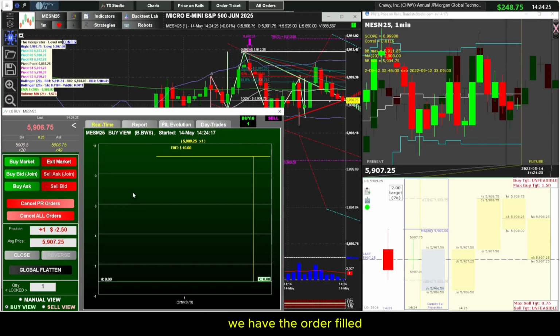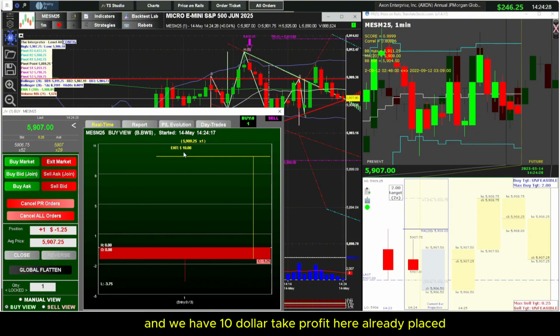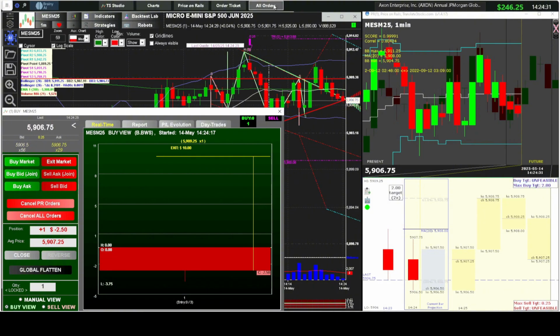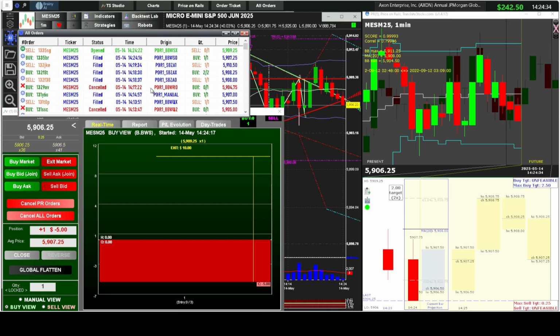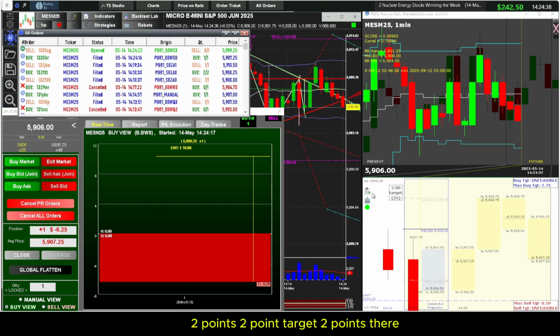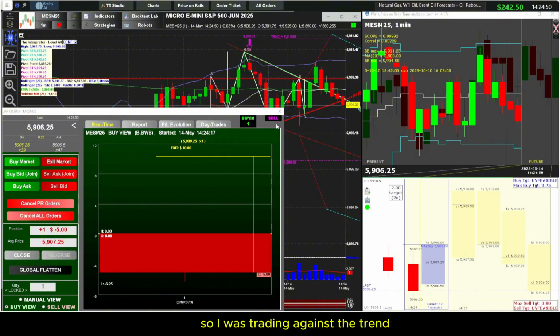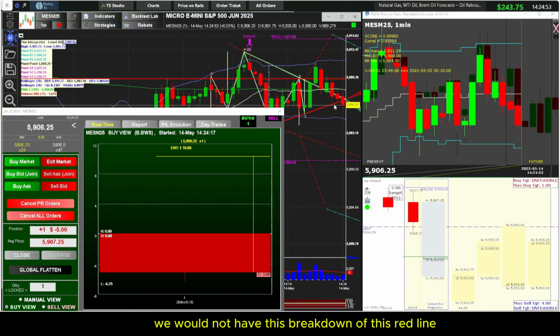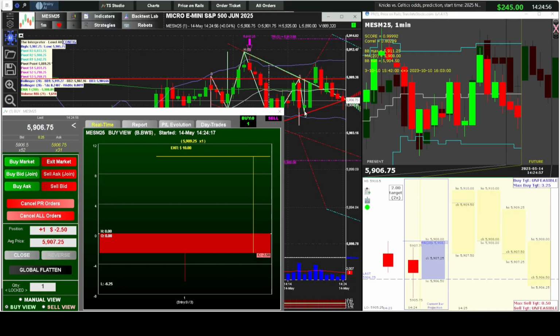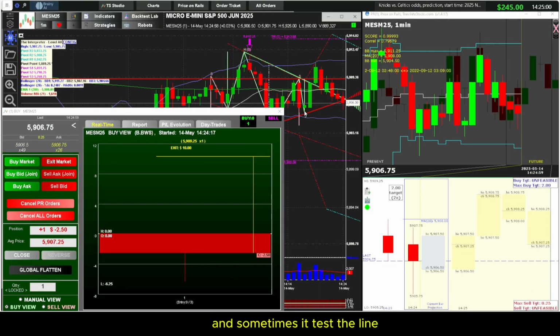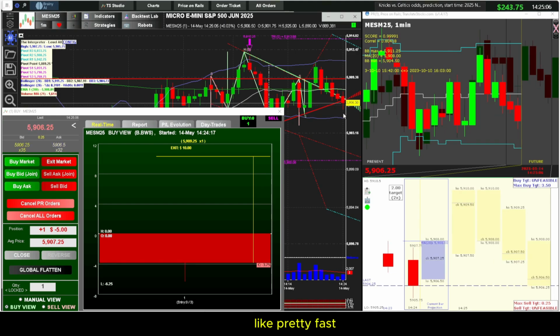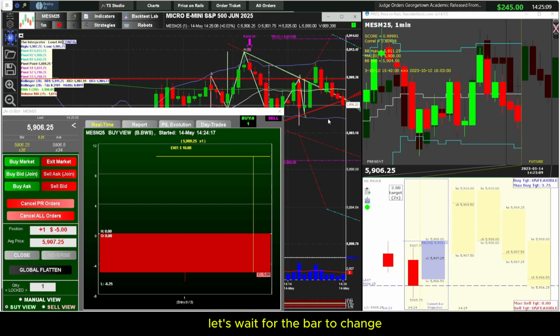Let's see if we can be filled. Yeah, we have the order filled, and we have the $10 take profit already placed. Let's check. A 2-point target. My exit order is here, the red one. Okay, and then I'm having a breakdown on the red line. So I was trading against the trend. I was betting that we would not have this breakdown of this red line. Sometimes it tests the line, but it just doesn't go away, right? Let's wait for this bar to change.